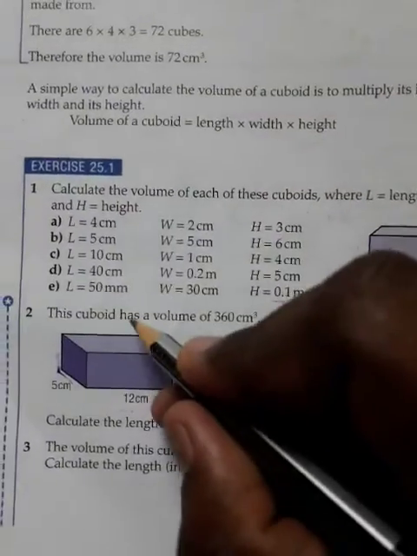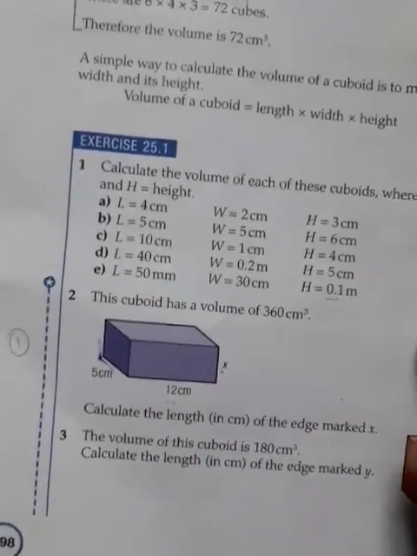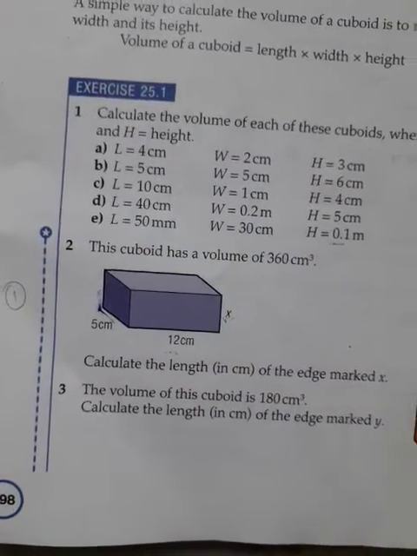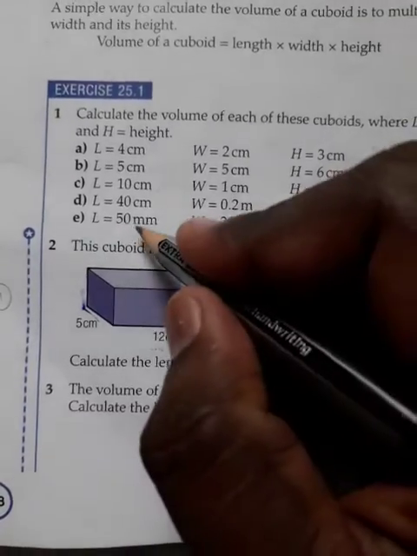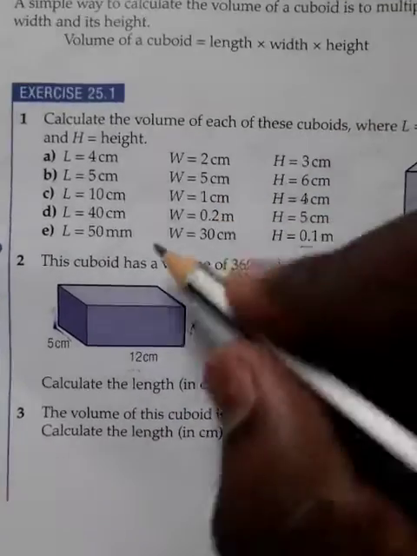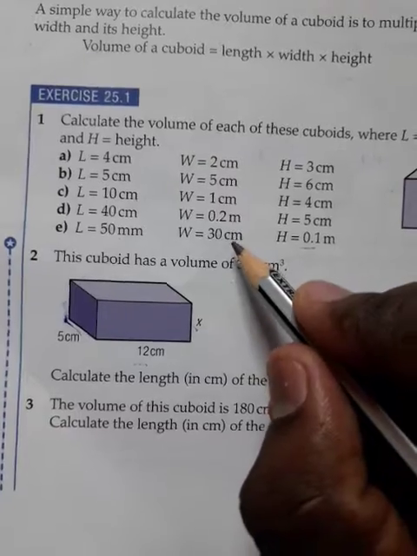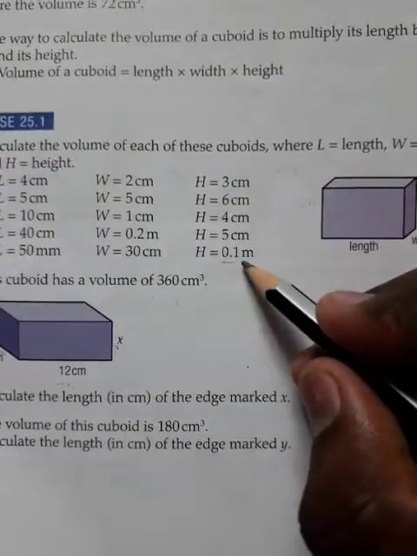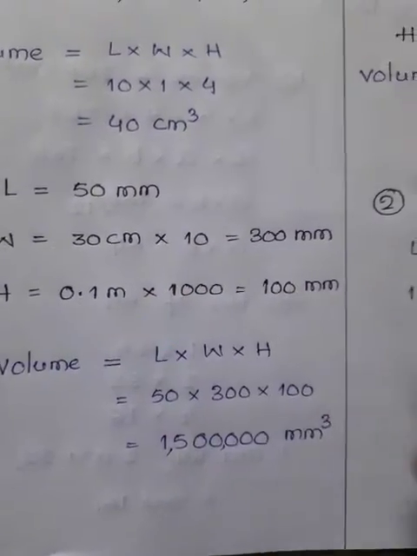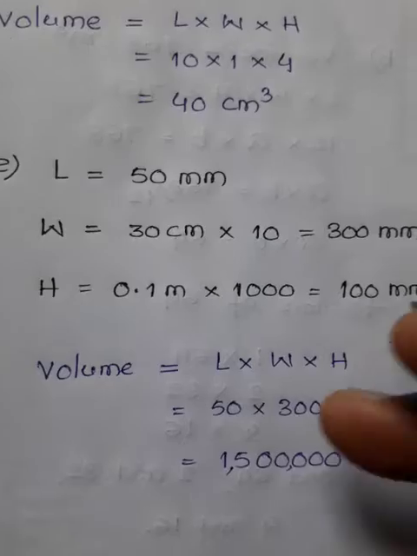Now look at question number E. It has 50 millimeter, 30 centimeter, and 0.1 meter. So which is the smallest one? The smallest one, don't touch it. The remaining you can change into the smaller unit. Centimeter to millimeter, it's multiplied by 10. So 30 multiplied by 10 is 300 millimeter. Next is 0.1 meter. Multiply by 1000, it's 100.